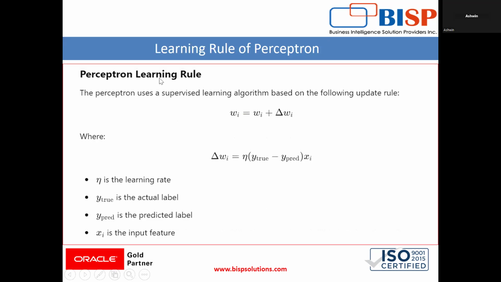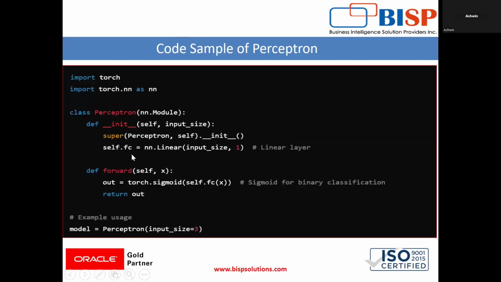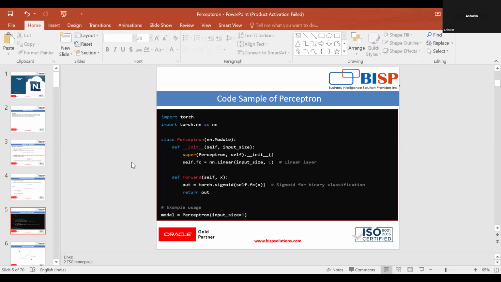Now, perceptron learning rules, you have to learn this first. Eta is the learning rate, Y is the actual label, Y prediction is the predicted label, and Xi is the input feature. And you can see here, this is a sample function, right? It's a code sample. Now, let me show you in depth.